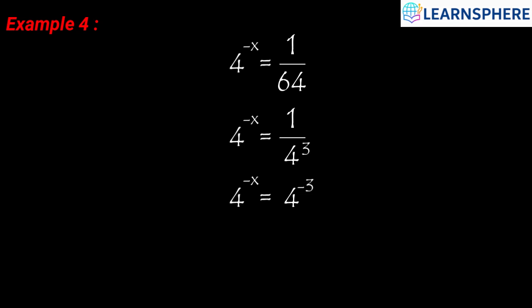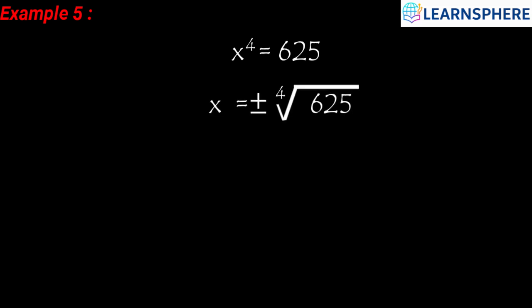Let's go on to example 5, where we have x to the power of 4 equals 625. For this example, to get x, we can take the 4th root of 625 with a plus minus. And the 4th root of 625 is 5. And the answer for x is plus minus 5 for this example.